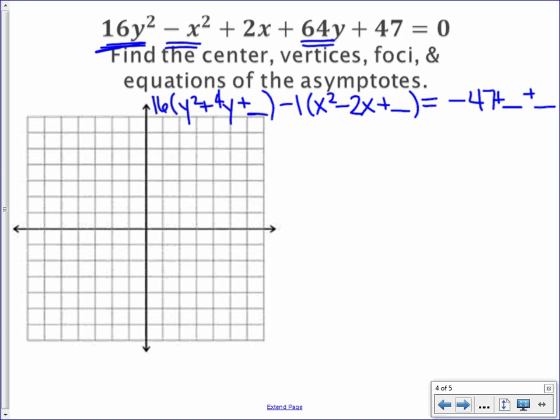In this first parentheses, 4 completes our square. However, we are not adding 4, we're adding 4 times 16. So to balance our equation, we will add 64 to the other side.